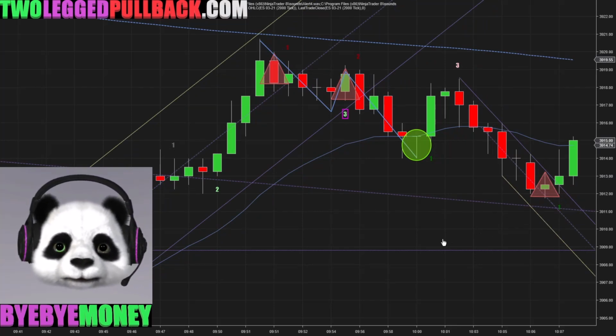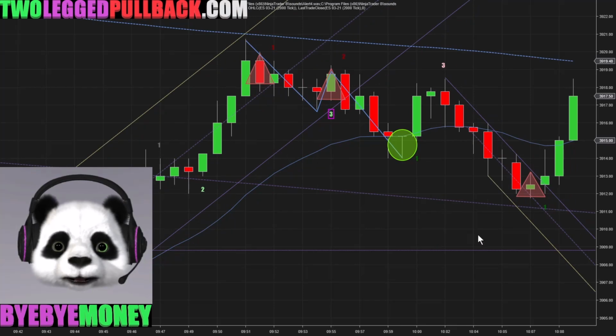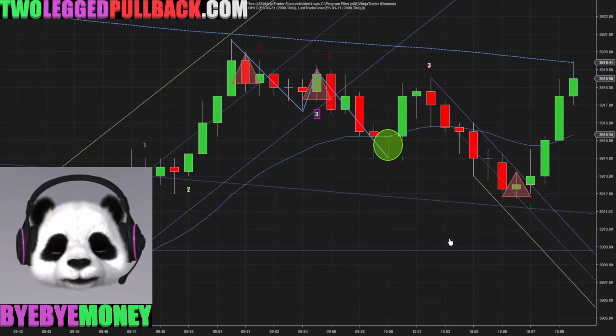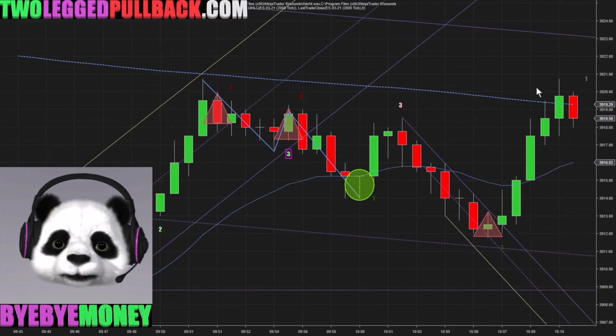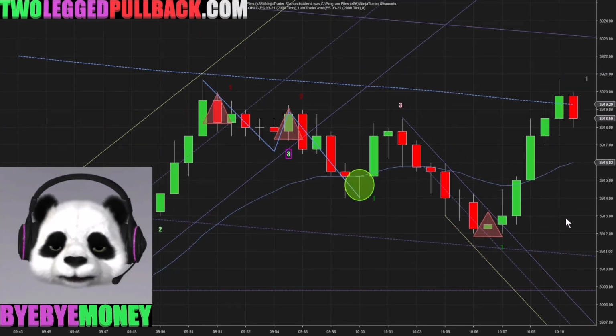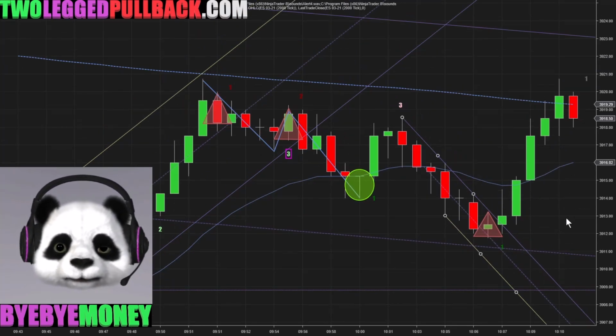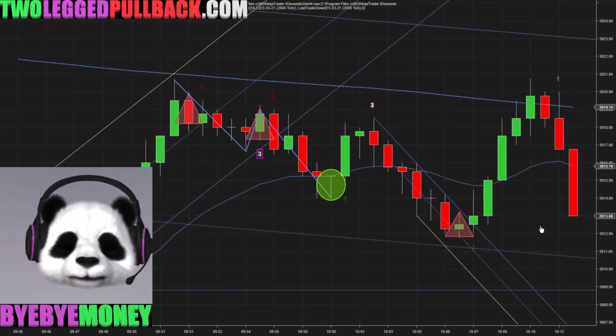So now we have reversed here and maybe a higher low, and we lose our second entry higher low because the pivot broke the previous pivot high. So we say it's okay. We wait for the next one.